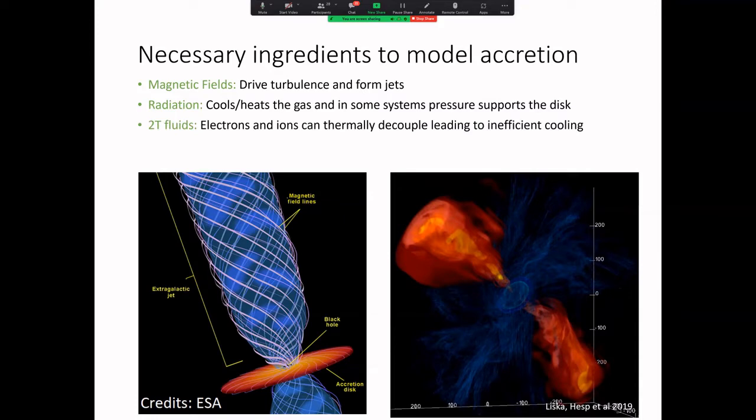And along with this radiation, we are often dealing in accretion disks with weakly collisional plasmas, where the electrons and ions can attain different temperatures. Since only the electrons can cool efficiently, the ions will not always be able to lose their energy. So it's important to take this effect of the decoupling between the ions and electrons into account, because it will lower the radiative efficiency and change the structure and dynamics of the accretion disk.